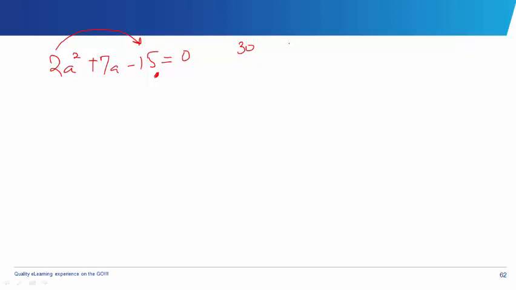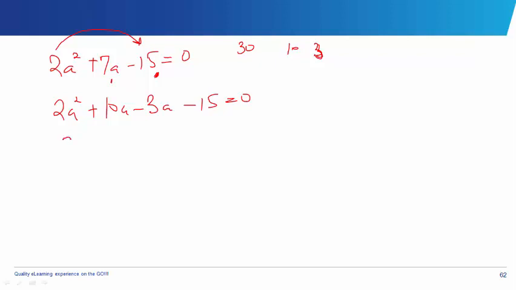Factors of 30 could be 10 and 3, and I think that's what we're looking for. So we'll now have 2a squared plus 10a minus 3a minus 15 equals 0. The important thing is, look at this. If I decide to subtract, we'll come back to this. So the questions are still the same.